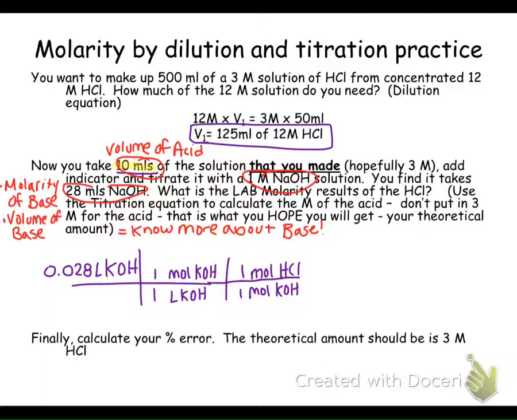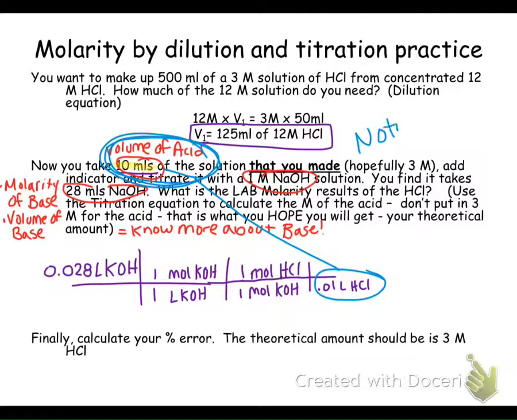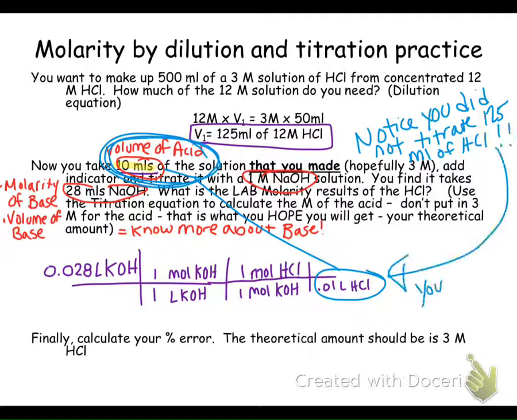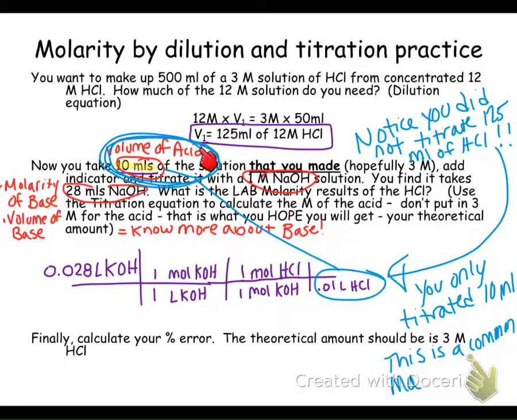Then I'm going to leave moles on the top of HCl, and I'm going to fill in my liters of HCl. Now notice, 125 milliliters does not go on the bottom there. I only titrated 10 mL. I cannot tell you enough that this is the biggest mistake that people make in the dilution lab math, that they put this number down here. You did not titrate 125 mL of your acid. That's how much you got out to make your volume. You titrate 10 mL of your acid. It is really important that you remember that. Please, please, please watch yourself on this one, okay?